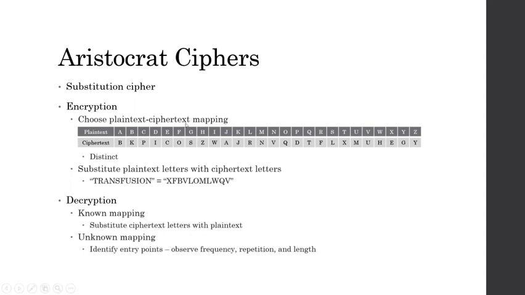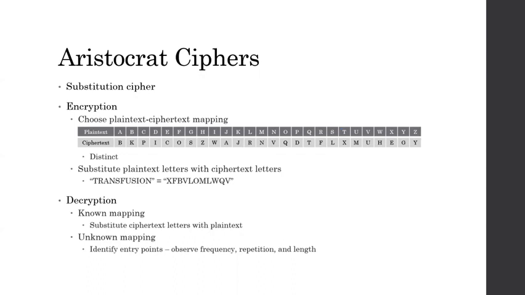So for this example here, if you want to use this plaintext ciphertext mapping, all you have to do is substitute the letters of the plaintext with its corresponding ciphertext letters. So for example, you see that the first letter of plaintext is a T, so you just go to the table and you locate the corresponding ciphertext letter, which is X. And this is basically what we've been doing this entire time. So it's nothing particularly new, except for the fact that it's mostly random mappings.